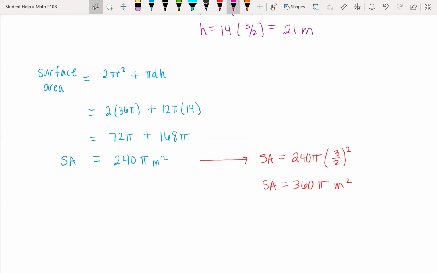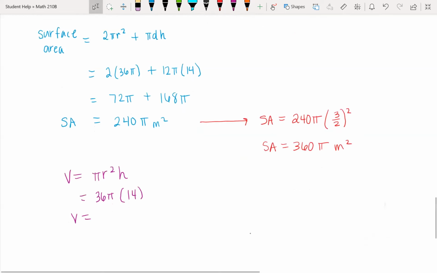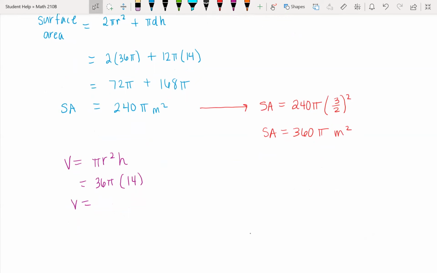The volume over here, volume is the base, pi r squared multiplied by the height. The radius was 6, so 36 times pi times 14. So I think that the volume over here is 504 times pi meters cubed. And so then using the scale factor, the volume over here is going to be 504 pi times 3/2 cubed.